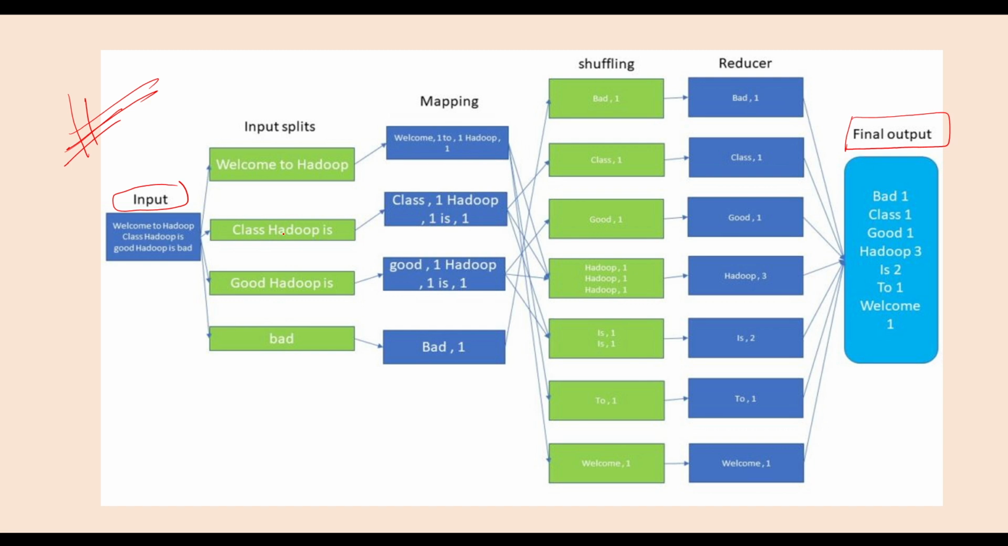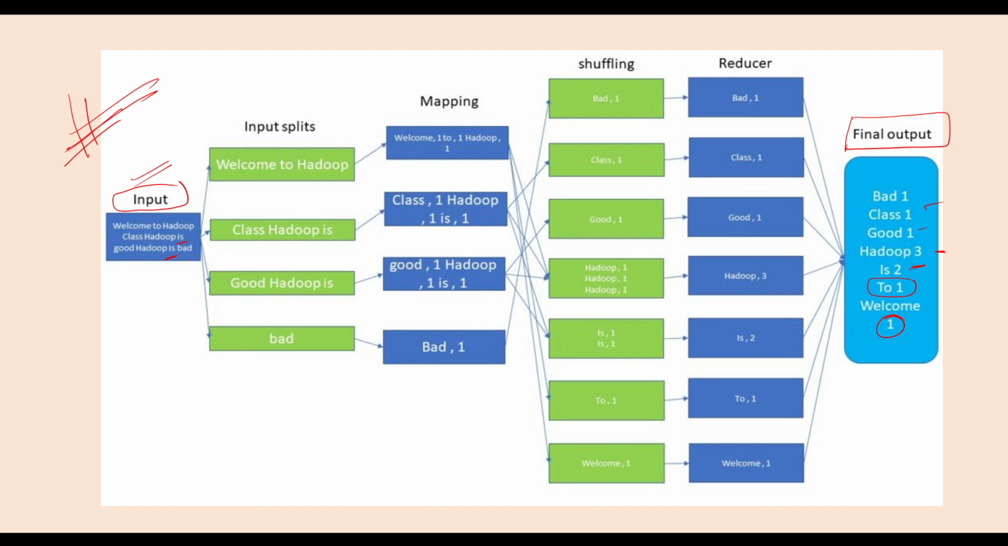Welcome comes one time, to comes one time, is comes 2 times, Hadoop comes 3 times. So I want to calculate the frequency of each word in a sentence, with the help of MapReduce. First, this is your input.